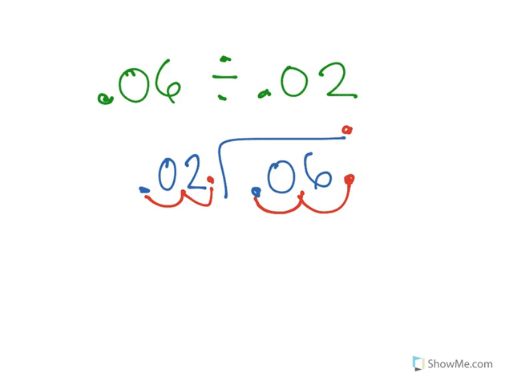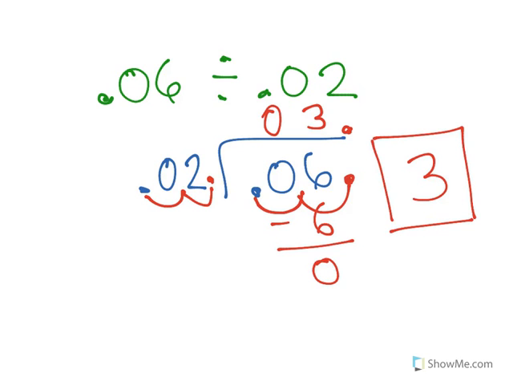Now I'm just going to divide. 2 goes into 0, 0 times. 2 goes into 6, 3 times. 3 times 2 is 6, and I get 0. My answer is 3. Because the decimal point is to the right, this is a whole number.